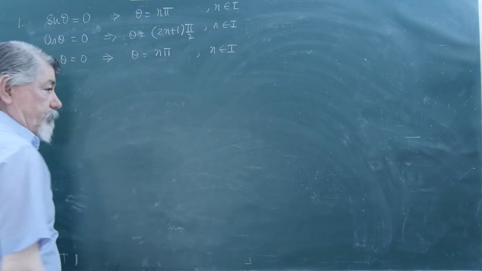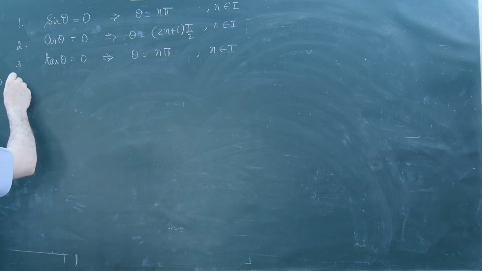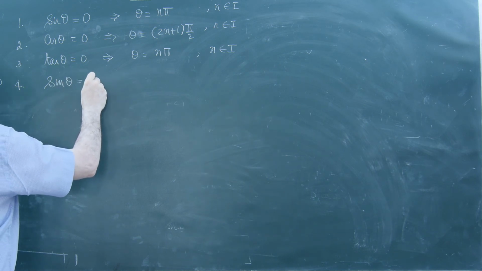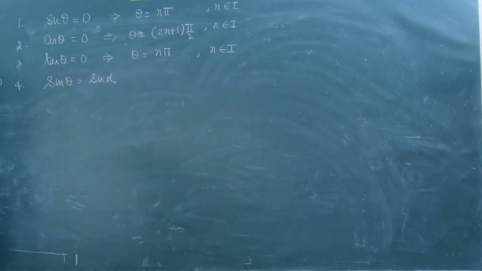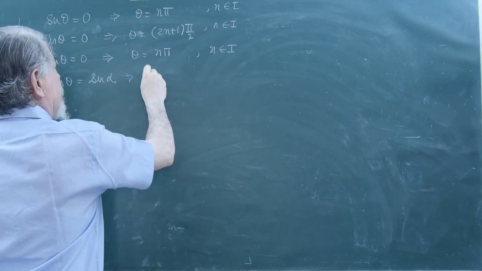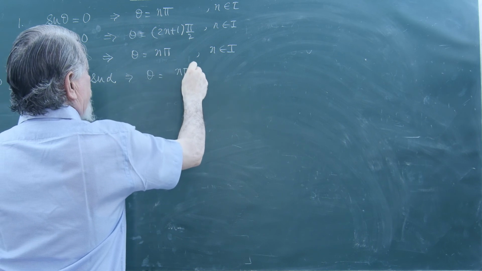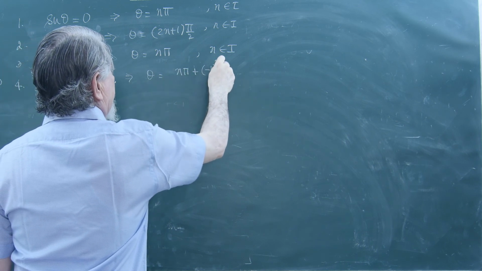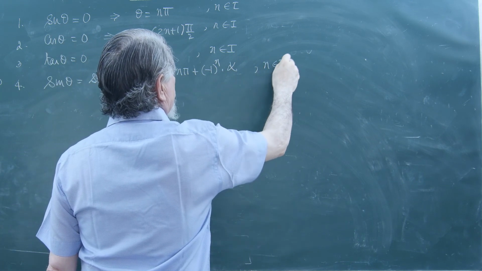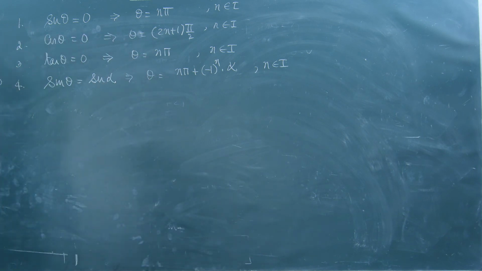Then we had a specific solution. If sin theta was equal to sin alpha, if the trigonometric equation was of this kind, then the solution was theta is equal to n pi plus minus 1 to the power n alpha, where n belongs to set of integers. This we have proved by using sin C minus sin D.